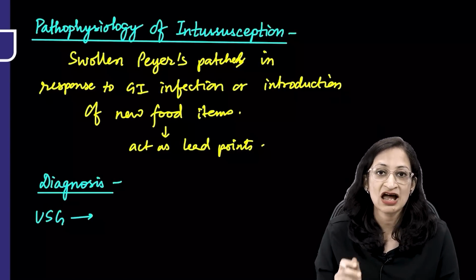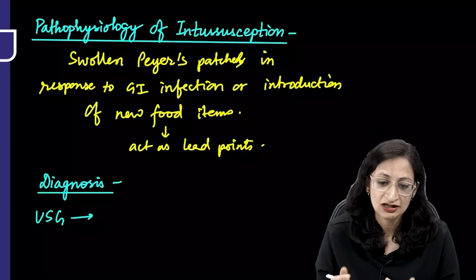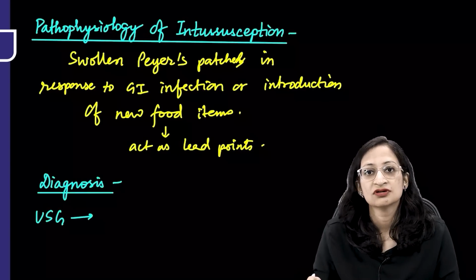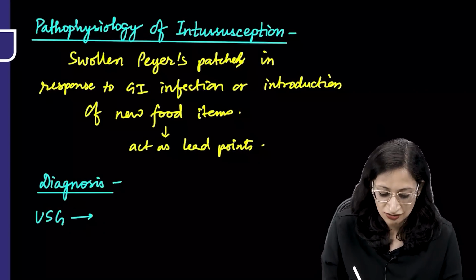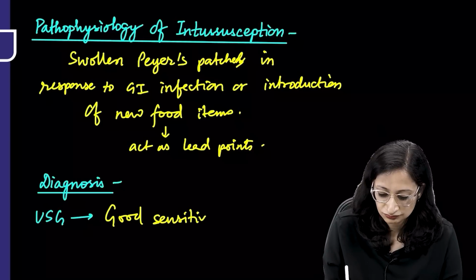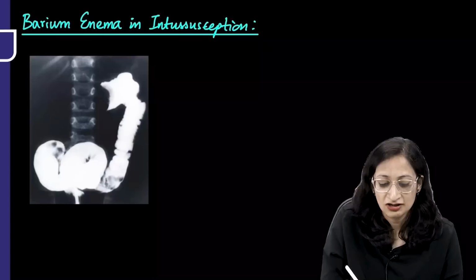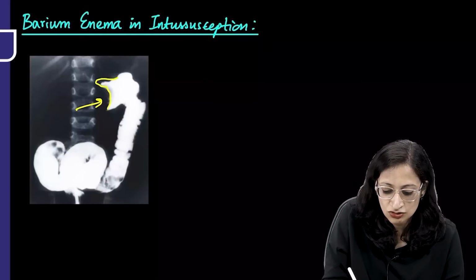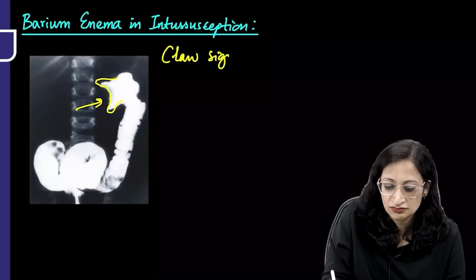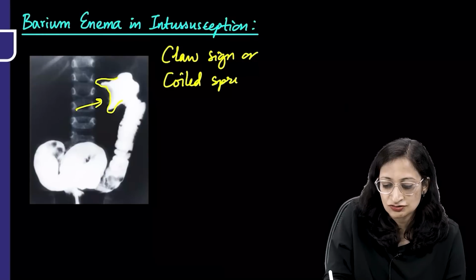Diagnosis can be done by ultrasound. Ultrasound is a very good modality, which has a good sensitivity for picking up intussusception. Barium enema can show the claw sign, you can see this claw like appearance, or there can be a coiled spring sign in intussusception.